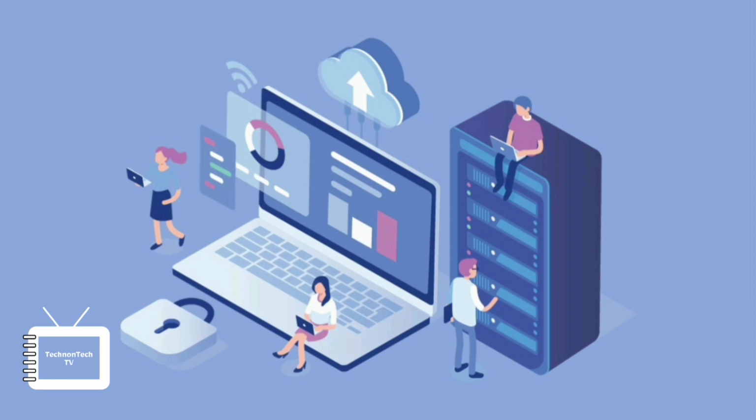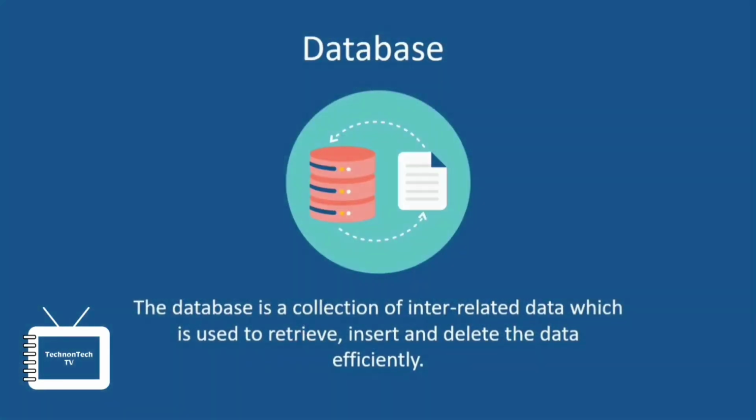Now, what is database? We already know what data is, but this data could be random. A database is an organized collection of data so that it can be easily accessed and managed.